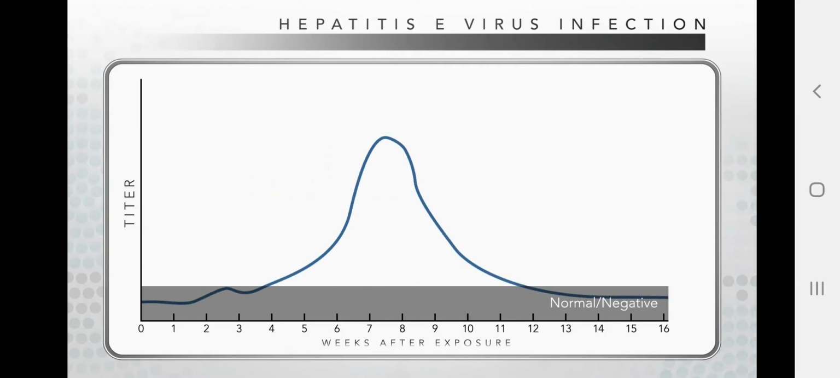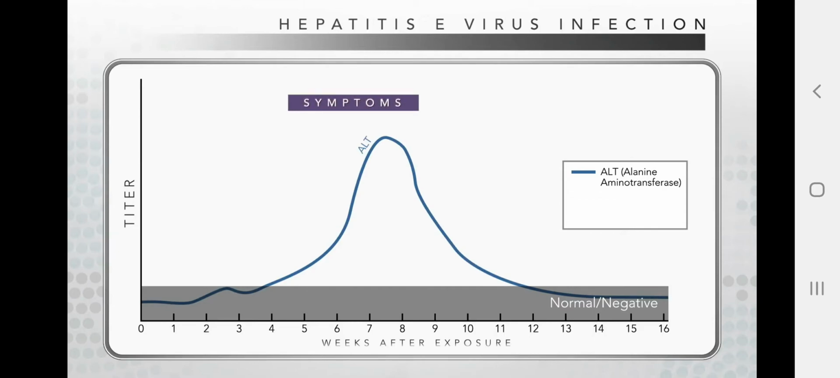Liver enzyme elevation, as shown in blue and labeled ALT for alanine aminotransferase, usually occurs 4 to 5 weeks after exposure to HEV and persists for 3 to 13 weeks. Symptoms, noted by the purple bar, occur when liver enzymes are elevated.